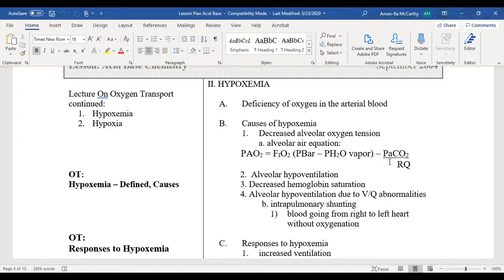Number two, alveolar hypoventilation. If your alveoli are not ventilating well, you can't suck in the oxygen. You can't suck in the oxygen if it's not ventilated.